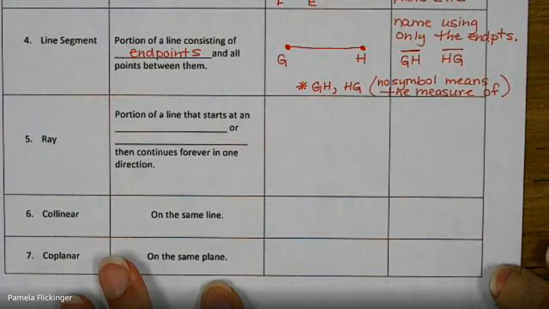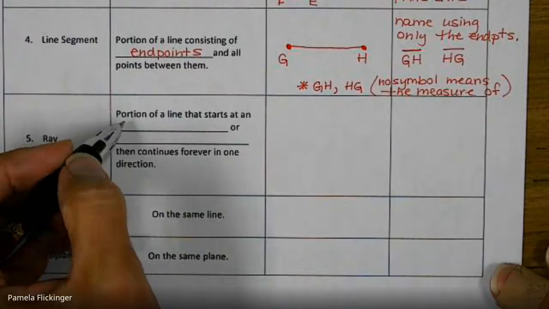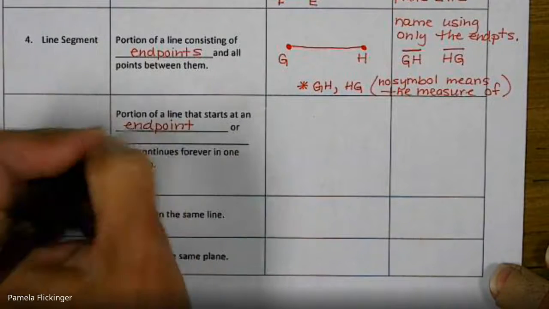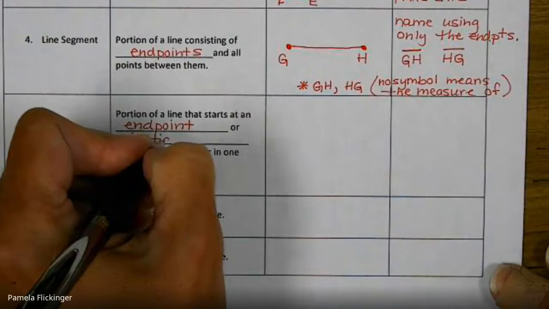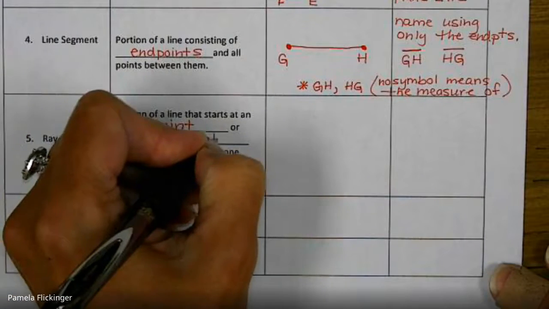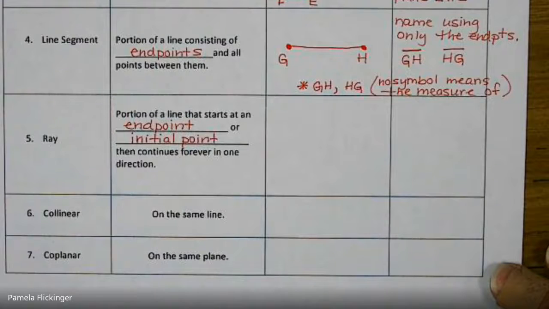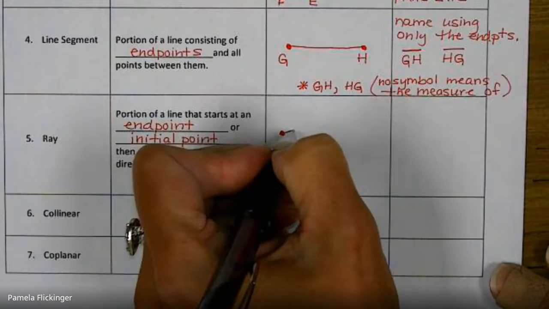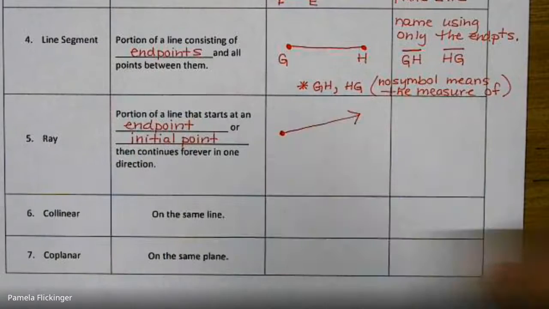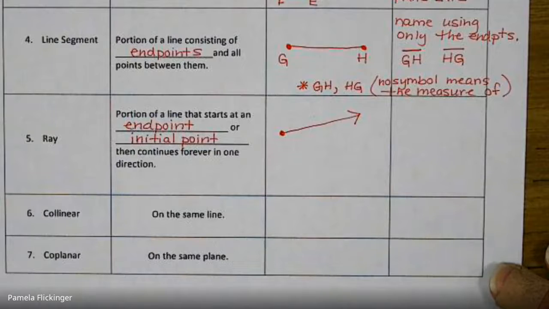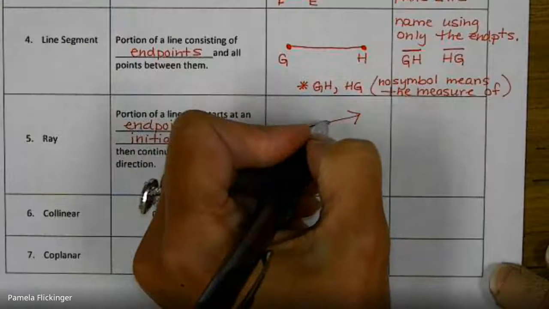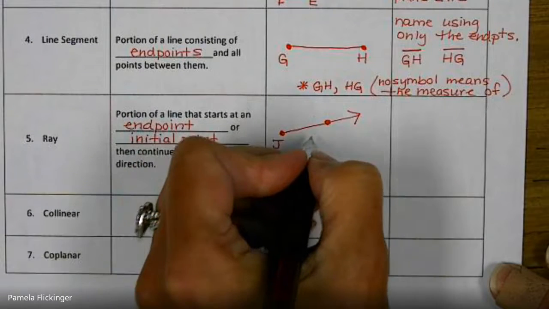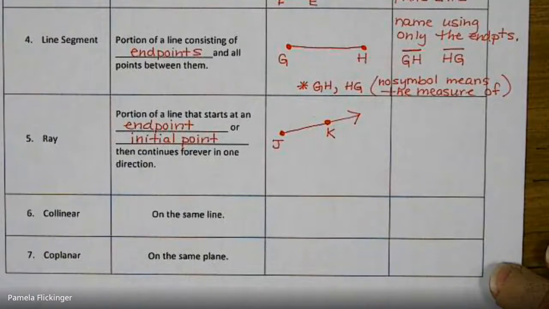All right, a ray. A ray is also a portion of a line that starts at an endpoint. You also might hear the word initial point. And then it continues forever in one direction. So we start with a point, it goes off in some direction, and then it's going to have an arrow because it's part of a line. Now, there's going to need to be a second point on that ray. I use the letters J and K for this.